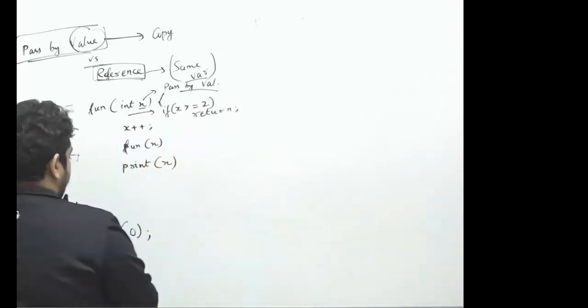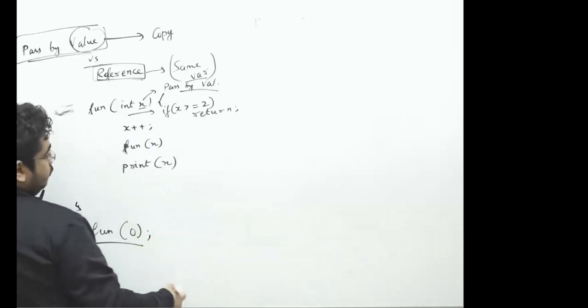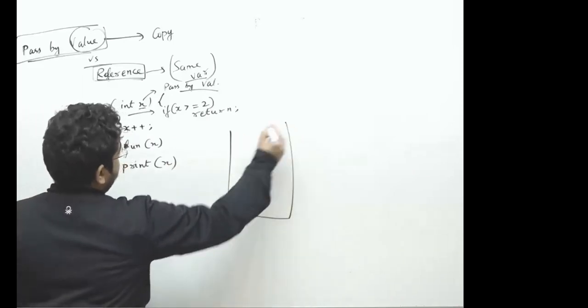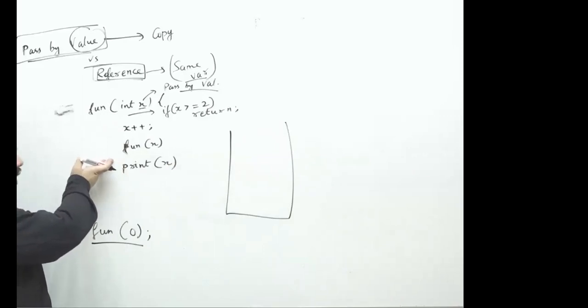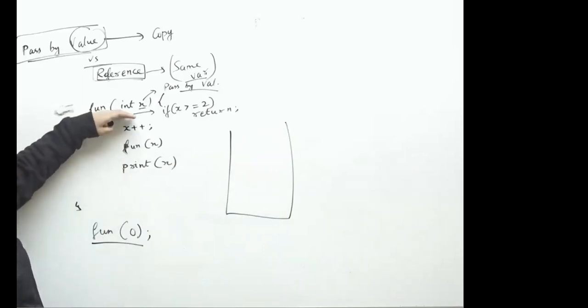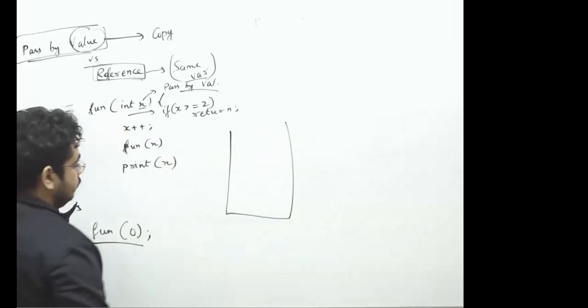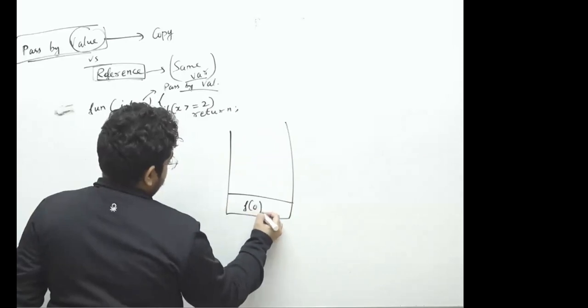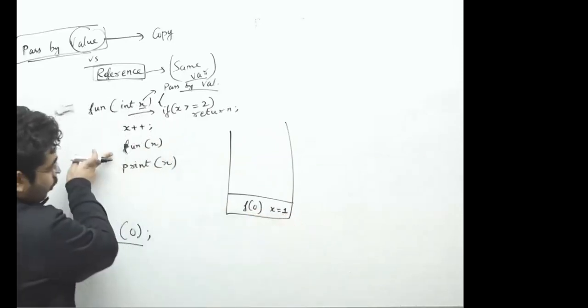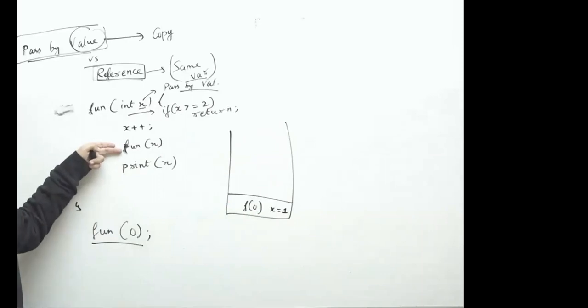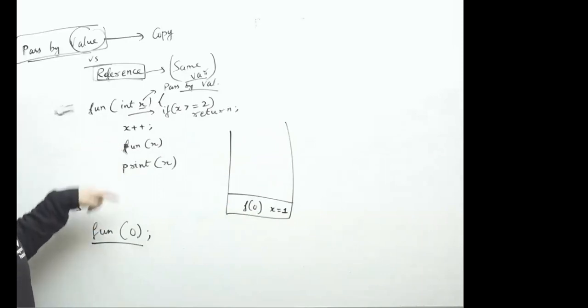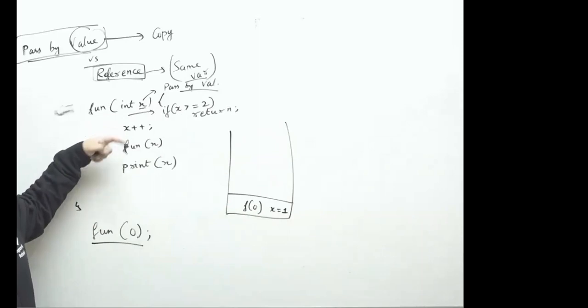Okay. So main calls function of 0. Let's draw our stack, because there is only one, so let's do it with stack. This is f of 0. It does 0 plus plus, it becomes 1, and it calls f of 1. So there was f of 0 which had x equal to 1, and it called f of 1. Do you all agree to this? F of 0 will do 0 plus plus, which will become 1. It will call f of 1, right? Everyone? Yes or no?